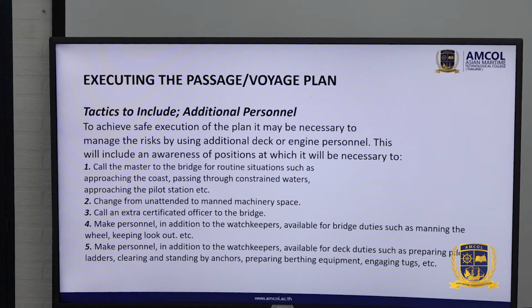In my own experience, passing Singapore Strait, I would keep one additional watchkeeper on the bridge. One of them would only be plotting positions, while the other one was monitoring or helping me with the traffic management.